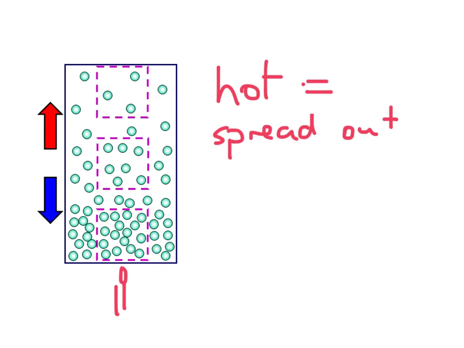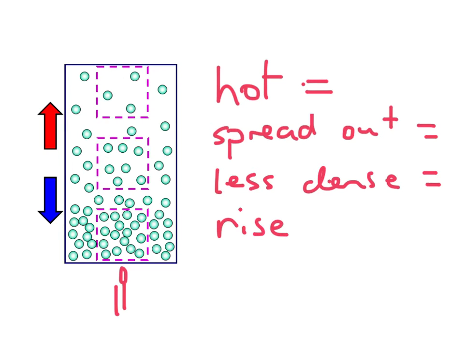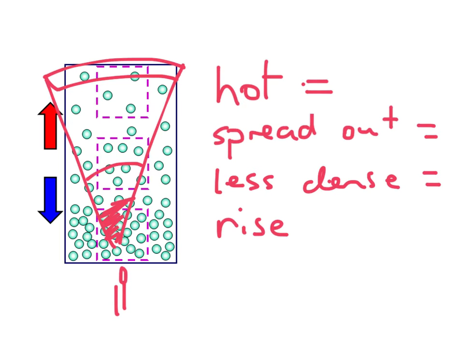Say that one more time for clarity. The hot causes the particles to spread out. That causes them to become less dense, and that's what causes them to rise. And that is why we have the layers of the Earth, the most dense ones at the inner core, outer core, and then mantle and crust.